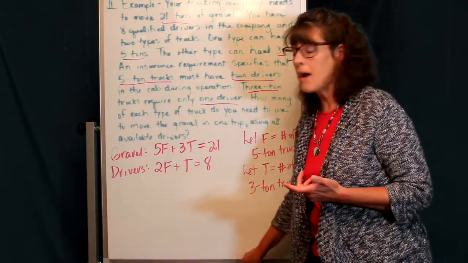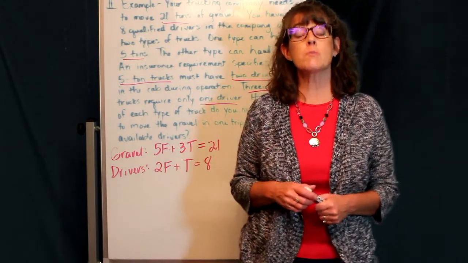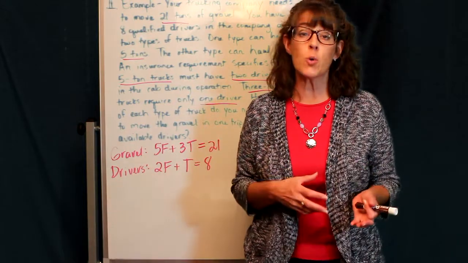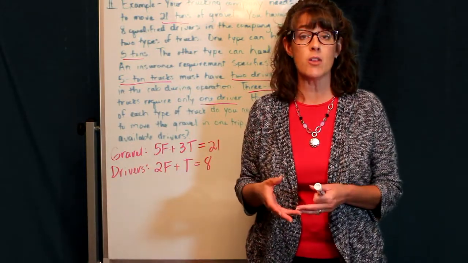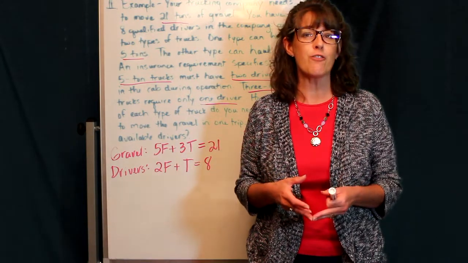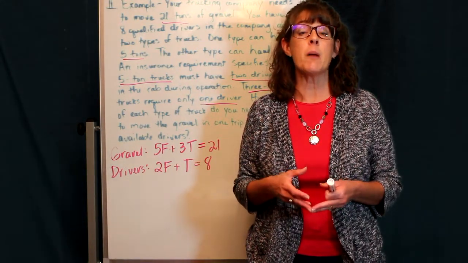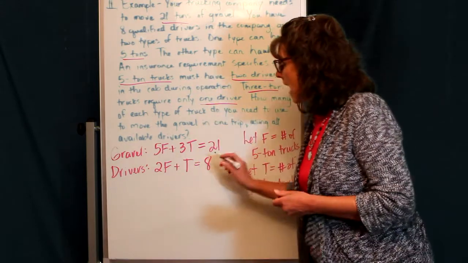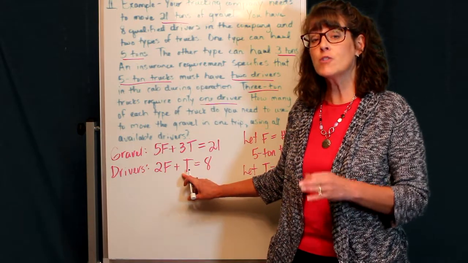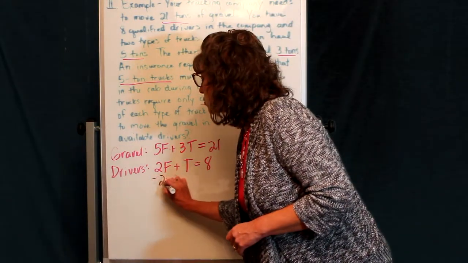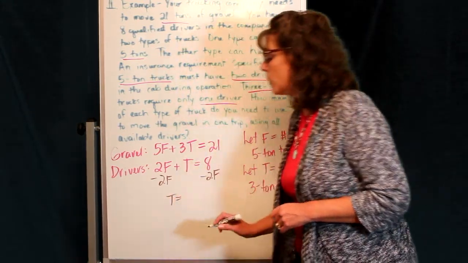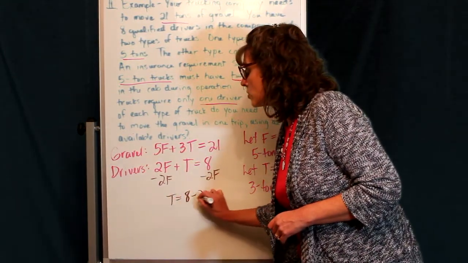Plus, remember, with the method of substitution, I'm going to substitute one of the equations into the other equation. It doesn't matter which equation you choose to substitute into the other, and it doesn't matter which variable you choose to get by itself. So I'm going to take the bottom equation and rearrange it to get this T by itself. All I have to do is subtract this 2F off, leaving me with T equals 8 minus 2F.